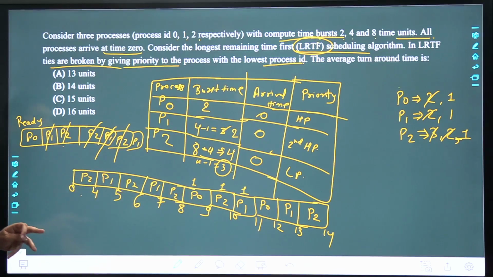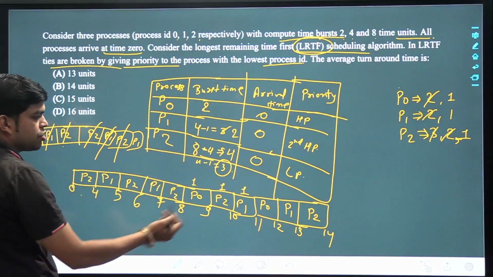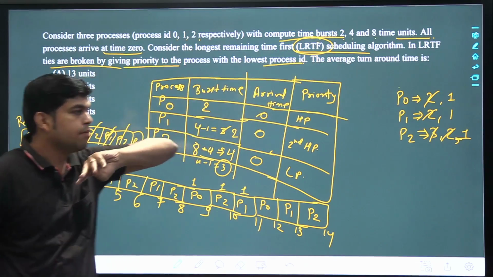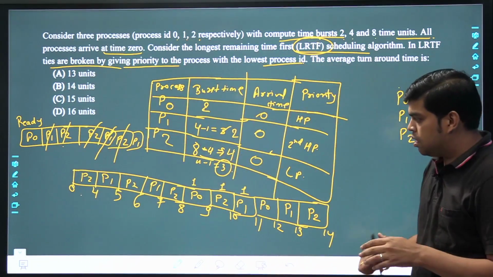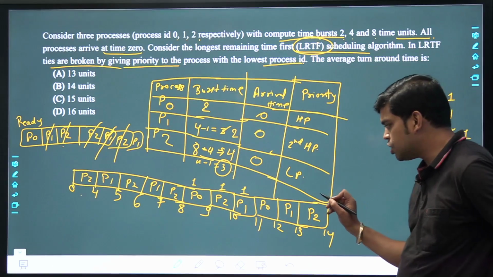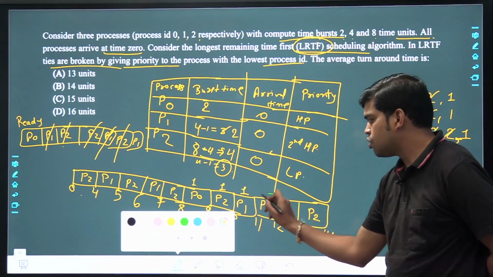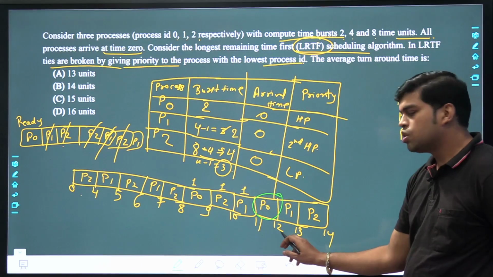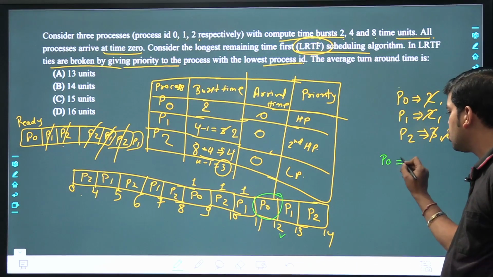So if you add all these burst times, 2 plus 4, 6 plus 8, that is 14. So the total sum is this. Now the question is the average turnaround time. We need to calculate the average turnaround. So we know that in this process, P0 is executed. We need to calculate the turnaround of P0. P0 executes in this slot. What is the last time when P0 is out? At time 12. So the turnaround time of P0 is 12.